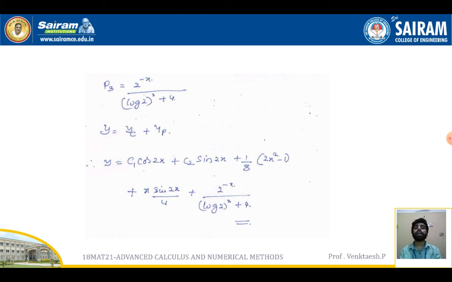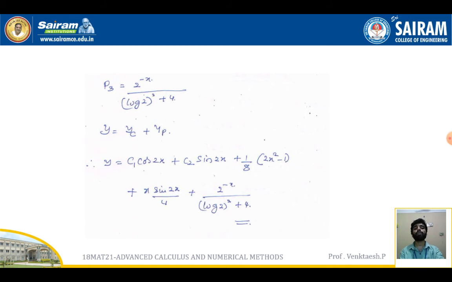So now to make yp, add all p1 plus p2 plus p3 values, and we'll get the yp value. So combine yc with yp to get the complete solution. So y will be equal to combining both yc and yp: c1 cos x, c2 sin 2x, plus 1 by 8 into 2x square minus 1, plus x sin 2x by 4, plus 2 power minus x by log 2 whole square plus 4. So this is the solution for the given differential equation.